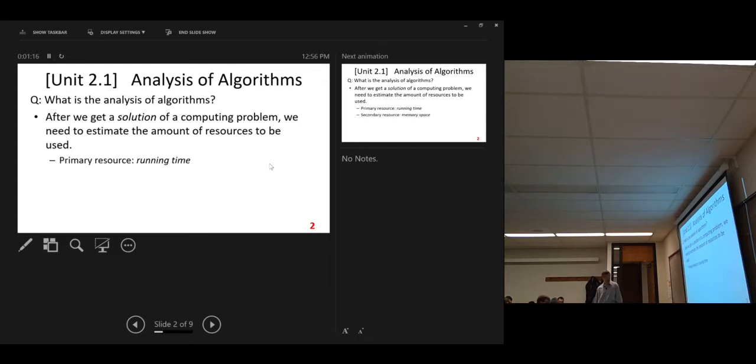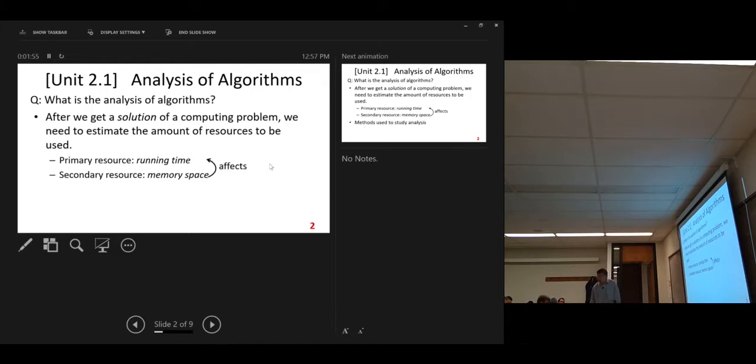What kind of resource? The primary resource, running time. Running time is the most important resource. But there is a secondary resource, memory space. Less important than the running time, but still an important factor. We need to consider it. Memory space. How much space do you use in your algorithm?